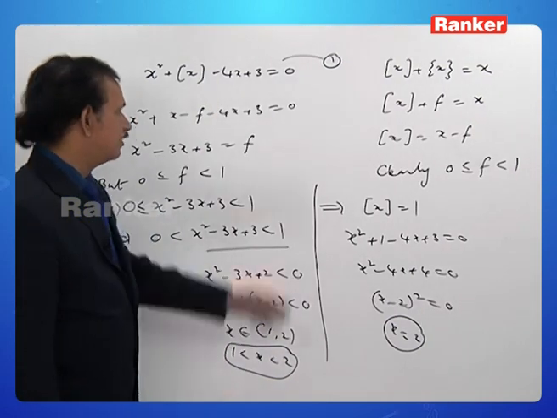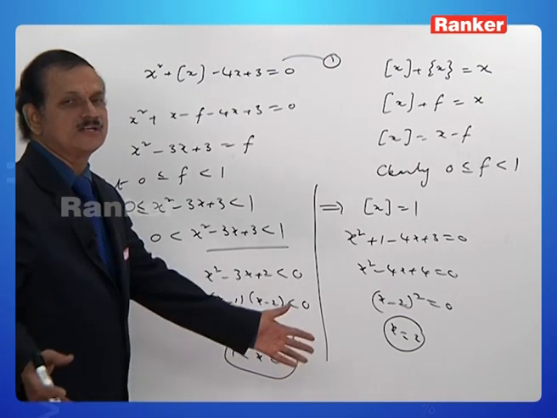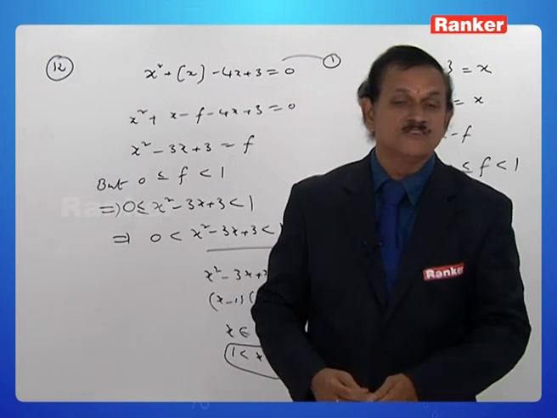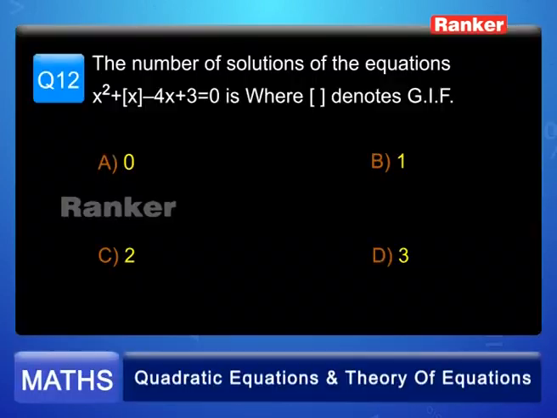Therefore, this equation will have no real roots at all. Therefore, the number of real roots of the given equation is 0. Hence, the right option among the given options is option A. Option A is the right option.